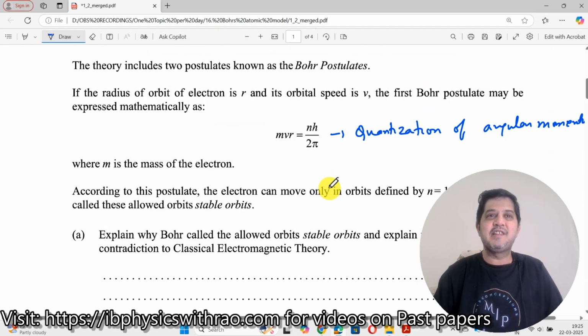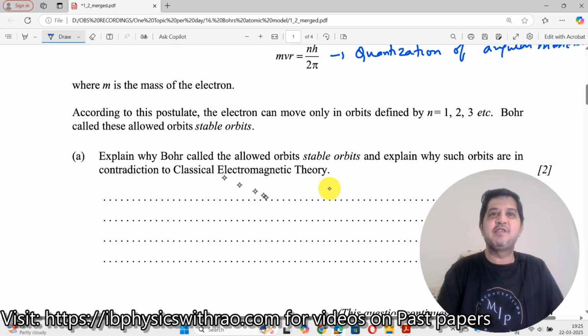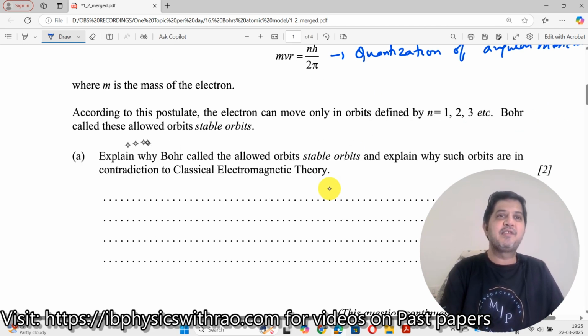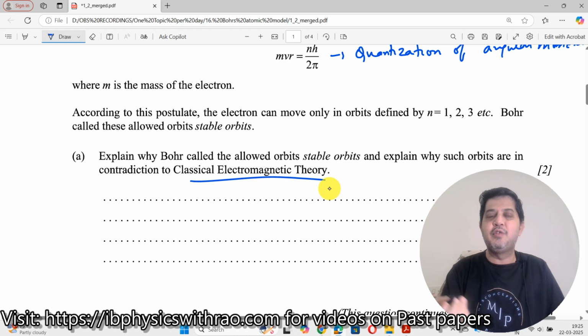Now let us come back to it. So according to this postulate, the electrons can orbit like this. Bohr called these allowed orbits stable orbits. Explain why Bohr called these allowed orbits stable and explain why such orbits are in contradiction to classical electromagnetic theory. Now what you need to do is write the story behind it. What is the story? So why is it contradicting this?